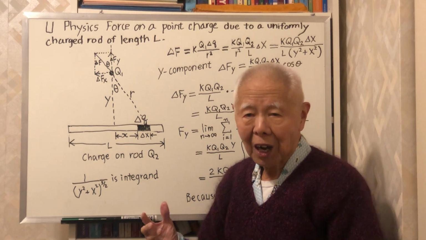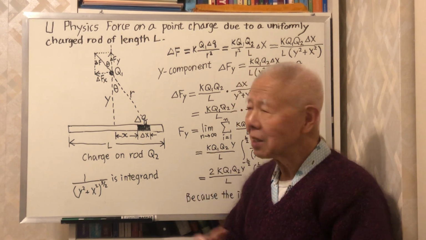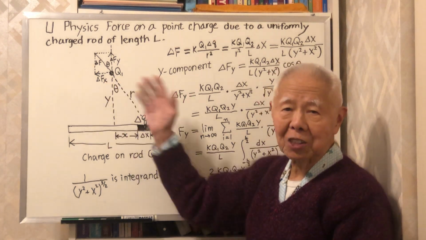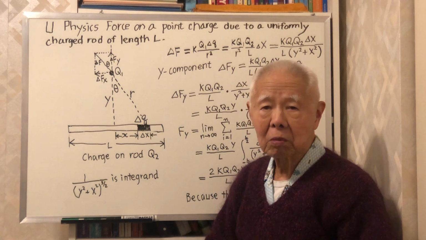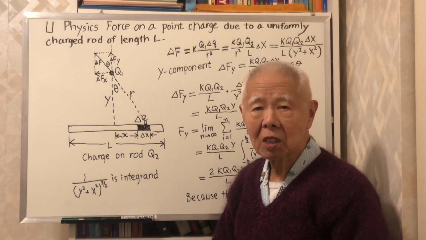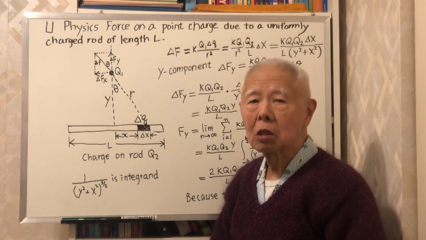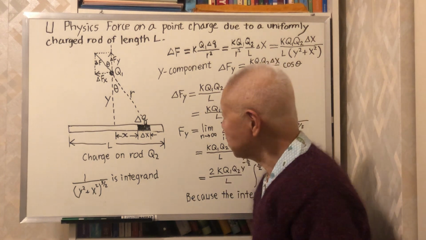Because our argument tells us it cannot go sidewise. It has to go up. Therefore, only the y component is important. So we do the y component.